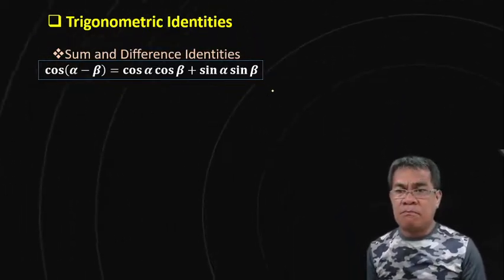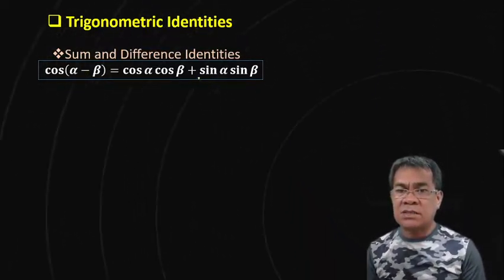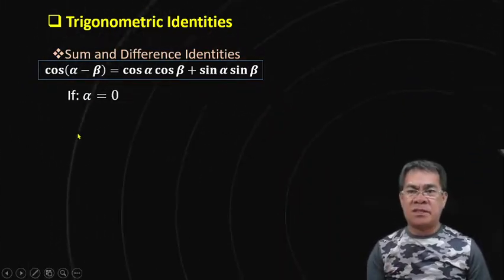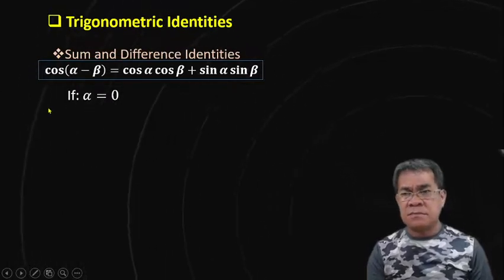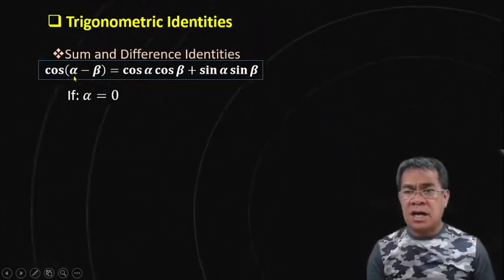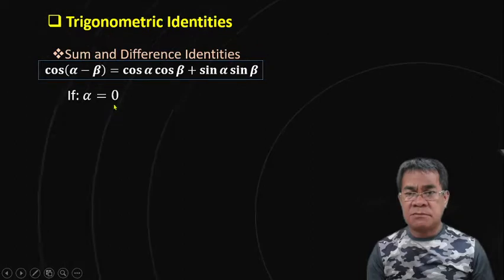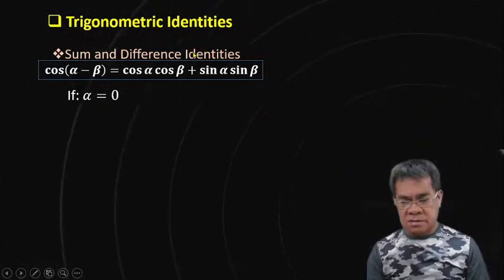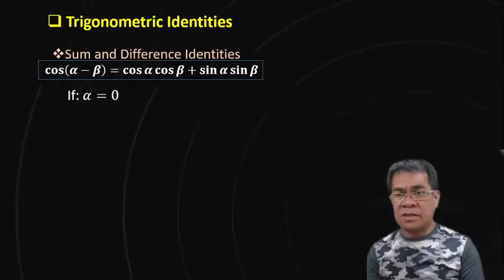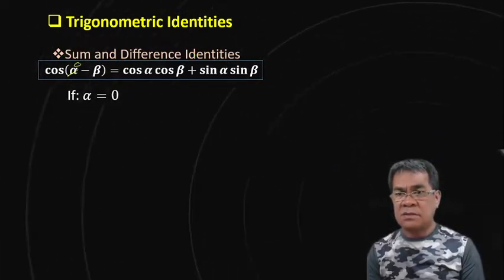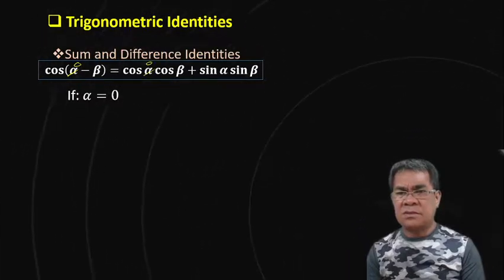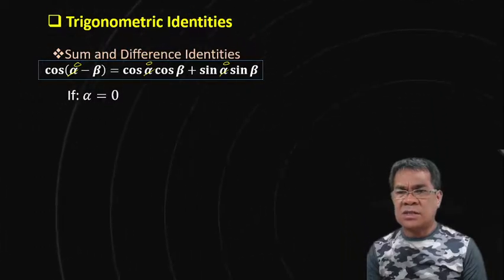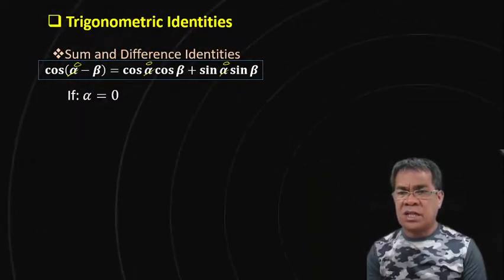So if this is minus, this should be plus, which means what will happen if this is plus? So we need to derive another identity. Now, if we let alpha be equal to 0, what will happen is we replace everything by 0 for the angle alpha. So this will become 0, this will become 0, and this will become 0. Now what is this one? This term becomes cosine minus beta.